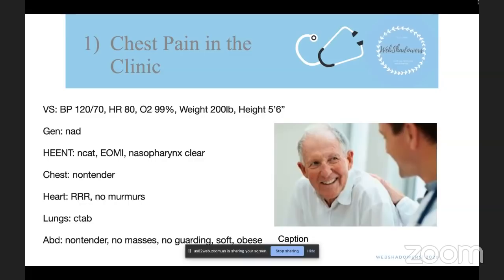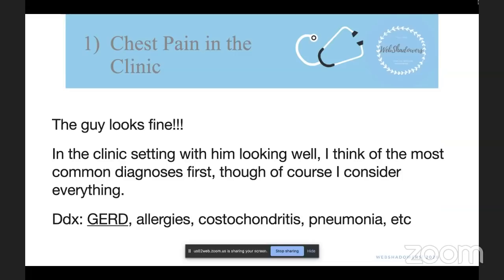Normocephalic, atraumatic, eyes are intact, nasopharynx is clear, chest is non-tender to palpation, palpation meaning feeling, touching. Heart sounds perfect, lungs are clear. Abdomen exam, it's not tender, I don't feel any masses, he's not guarding, meaning he's not having difficulty with the exam. Again, this guy looks fine, as opposed to the next case, which we'll see in a second.